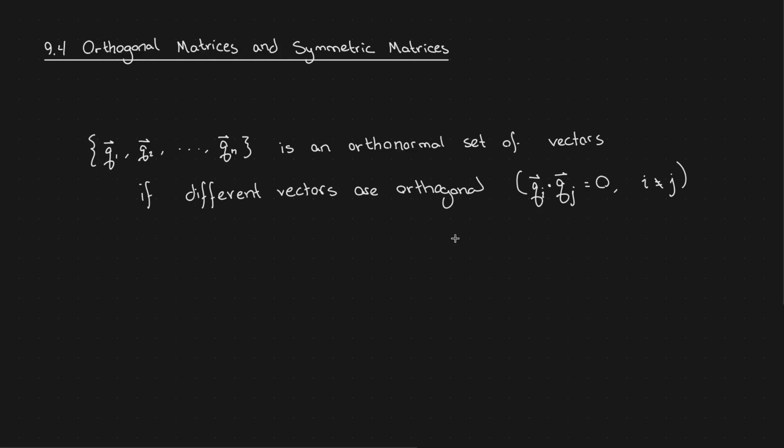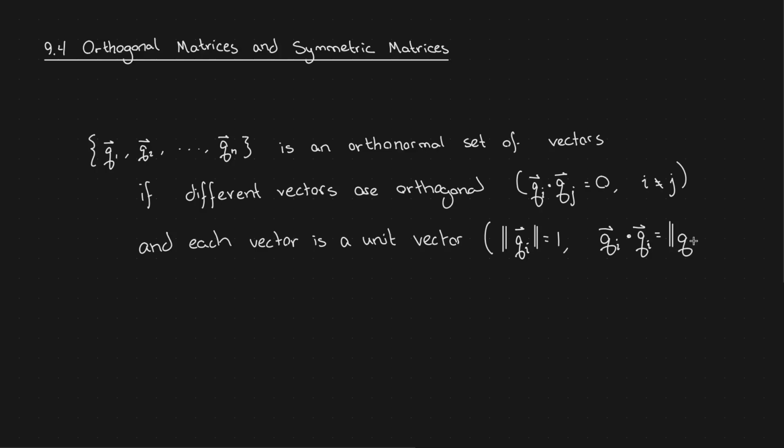And also, all the vectors are normalized. They're all unit vectors, which means the norm of any vector is 1. But important for our purposes, it also means that if I take the dot product of a vector with itself, I get 1. Right? Because remember, the dot product of a vector with itself is just the norm of the vector squared.